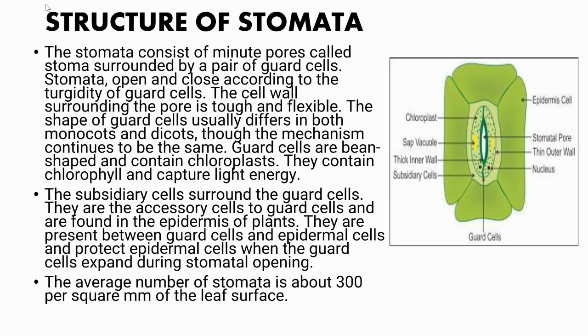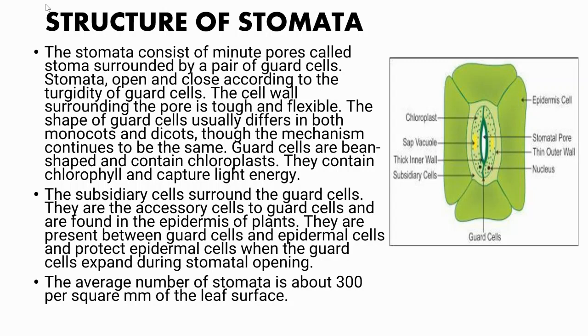Structure of stomata. The stomata consist of minute pores called stoma surrounded by a pair of guard cells. Stomata open and close according to the turgidity of guard cells. The cell wall surrounding the pore is tough and flexible. The shape of guard cells usually differs in monocots and dicots, though the mechanism continues to be the same. Guard cells are bean-shaped and contain chloroplasts. They contain chlorophyll and capture light energy.